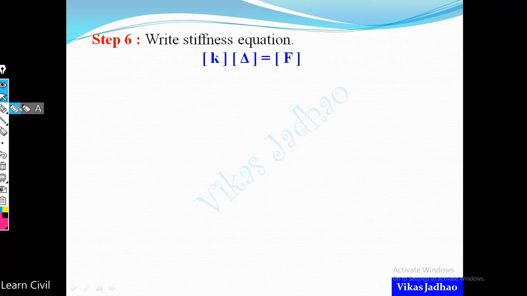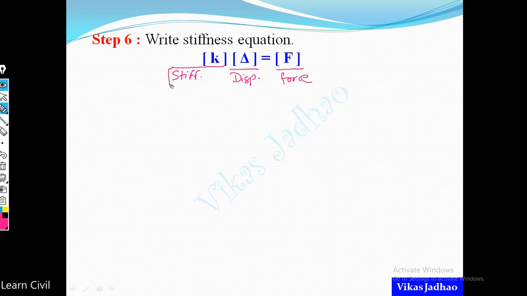Next is step number 6. Step number 6 is to write down the slope stiffness equation and solve it. The stiffness equation is given by this formula, where this is the stiffness matrix, this is the displacement matrix, and this is the force matrix.